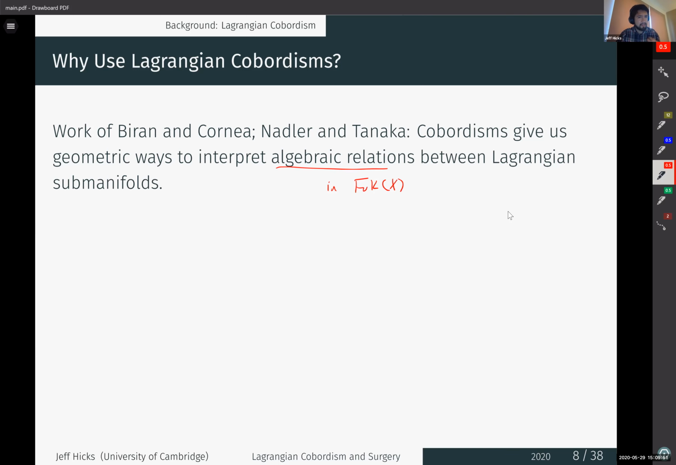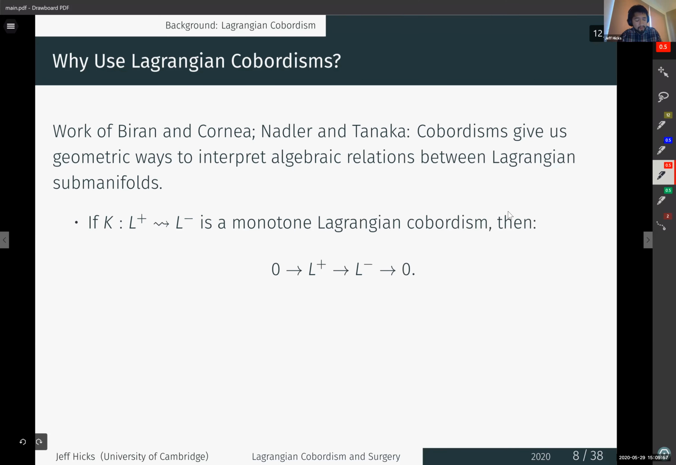I'll just give the short version of the theorems that they have. One specialization of their theorem says that if you have a monotone Lagrangian cobordism with two ends, so one that goes from L plus to L minus, then there's an exact sequence in the Fukaya category which says that L plus and L minus are equivalent. So searching for these monotone Lagrangian cobordisms is proving some kind of equivalence.